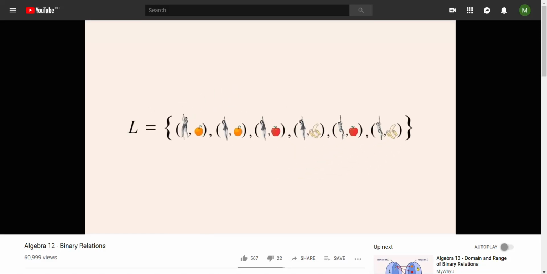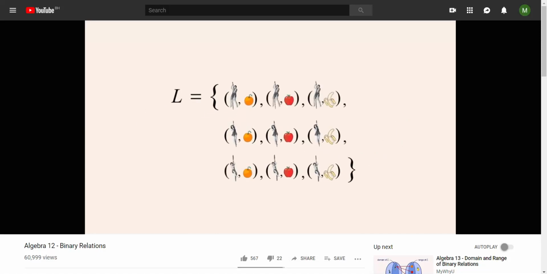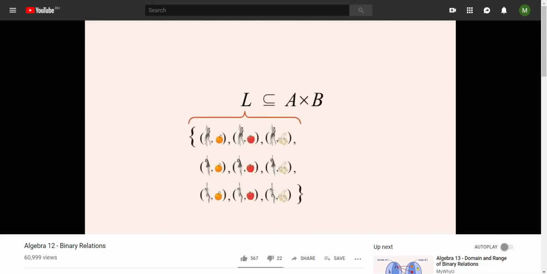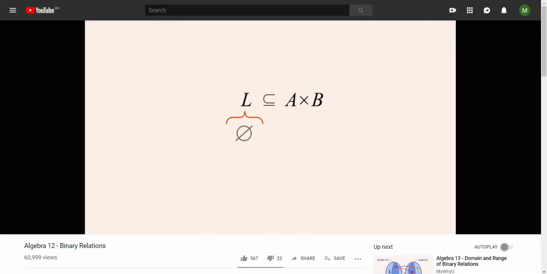Of course, everyone in set A could have liked every fruit in set B. In that case, relation L would have been the same as the Cartesian product. On the other hand, it might be that nobody in set A likes fruit. In that case, relation L would be the empty set. So a binary relation from one set to another is always a subset of their Cartesian product, since it can contain as many as all or as few as none of the ordered pairs in the Cartesian product.